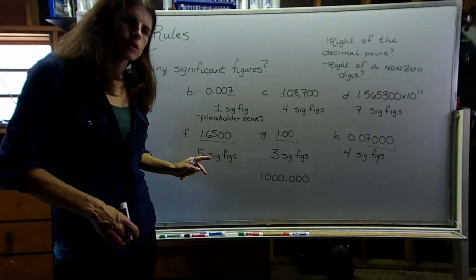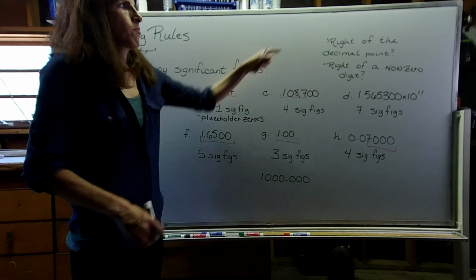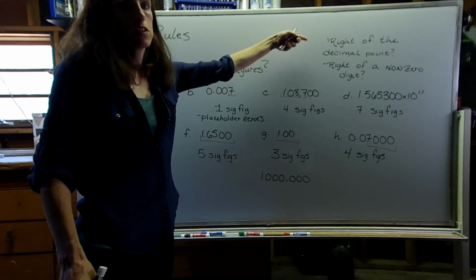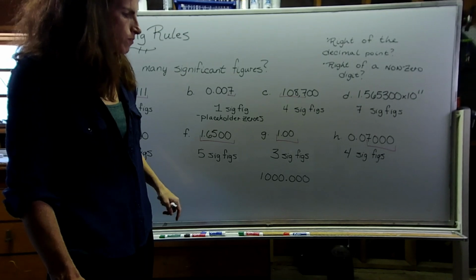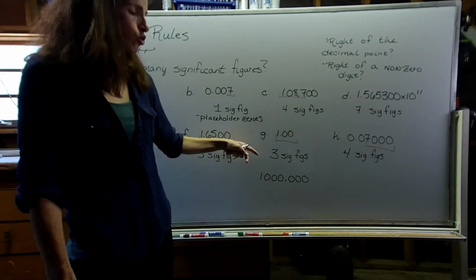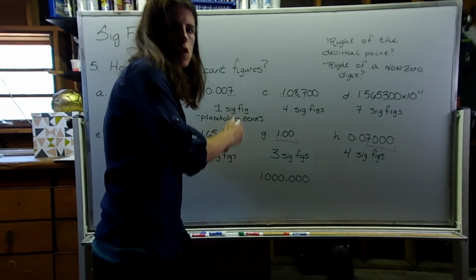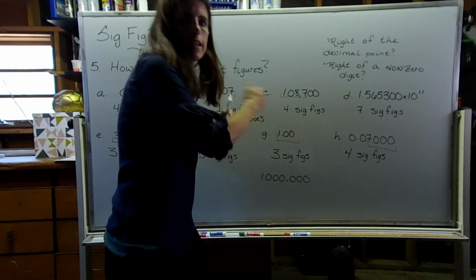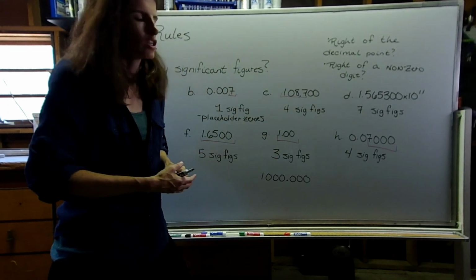Here's where it gets a little bit tricky, I would say. These zeros count because they're to the right of the decimal point and to the right of a non-zero digit. The same thing holds true for letter G. We have 3 sig figs because those zeros are to the right of the decimal point and to the right of the number 1, which is a non-zero digit.